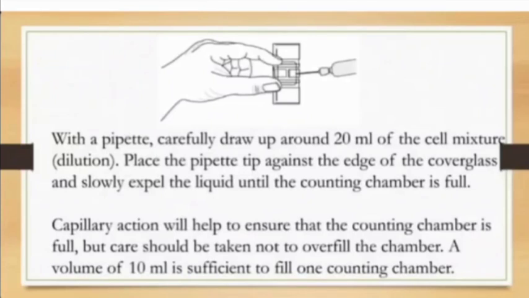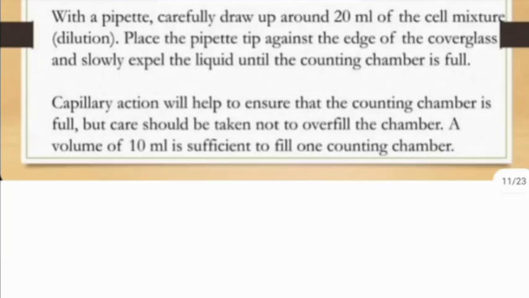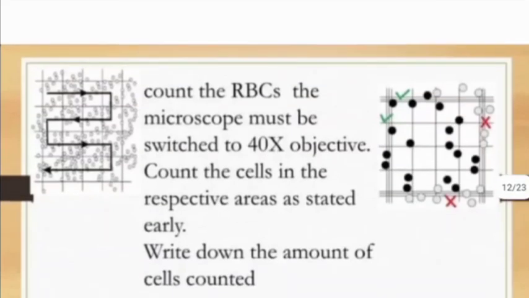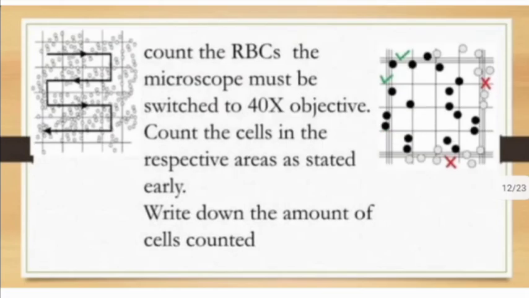With a pipette, carefully draw off around 20 microliters of the cell mixture dilution. Place the pipette tip against the edge of the cover glass and slowly expel the liquid until the counting chamber is full. Capillary action will help ensure that the counting chamber is full, but care should be taken not to overfill the chamber. A volume of 10 microliters is sufficient to fill one counting chamber. So this is how the RBC count is done. Count the RBCs. The microscope must be switched to the photo objective for better counting. Count the cells in the respective areas as stated earlier. Write down the number of cells counted with the help of the microscope.